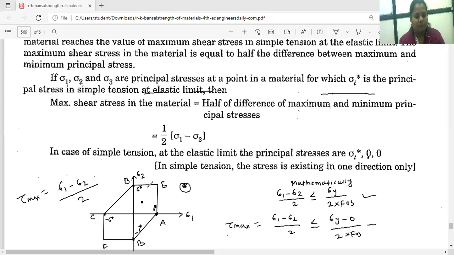So these are the theories related to elastic failure. The remaining two theories we will see in the next lecture. Please draw fast.